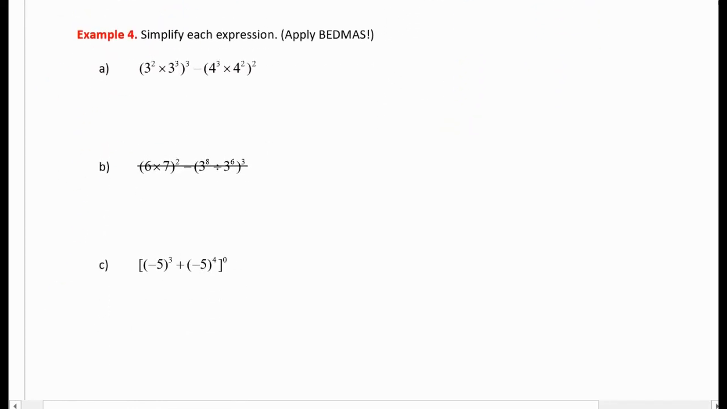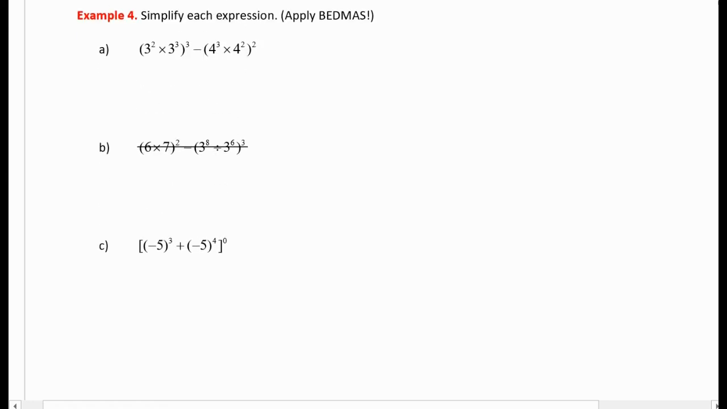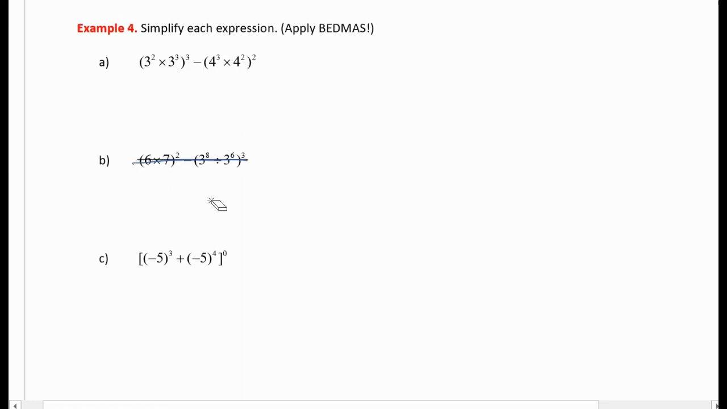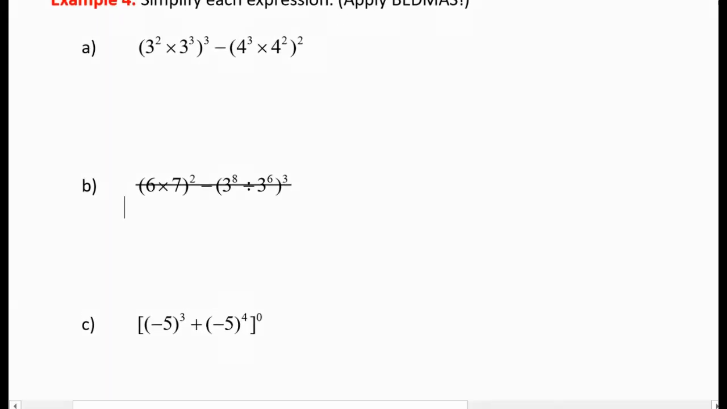Okay, let's do the next question. So you don't have to do this one. So simplify each expression. Okay, what we do is 2 squared times 3 squared times 3 cubed. Then you use the product law. So 3 squared times 3 cubed. That is 3 to the power of 5.